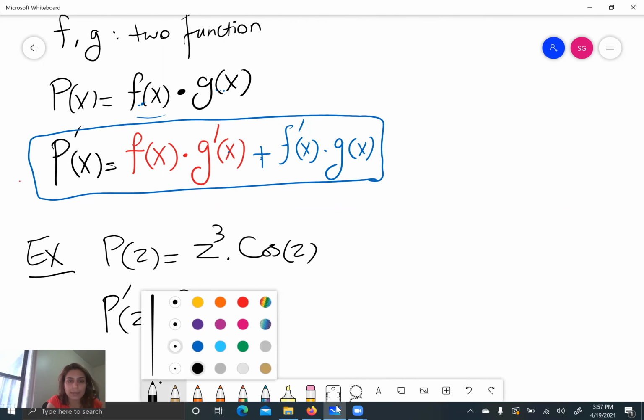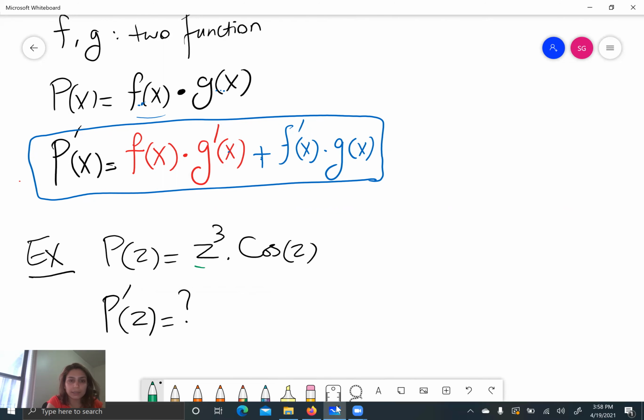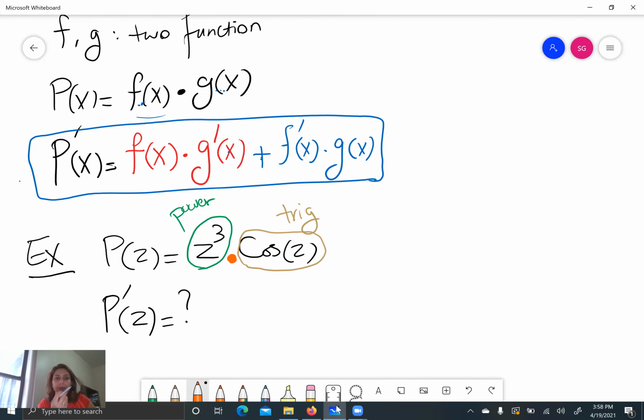This function is a power function. Z cube is a power function, right? And then we have cosine, which is a trig function. And what do we have here? Here we have a product, multiplication. So the format of function P is the multiplication of a power function times a trig function. Now, what does the product rule say?